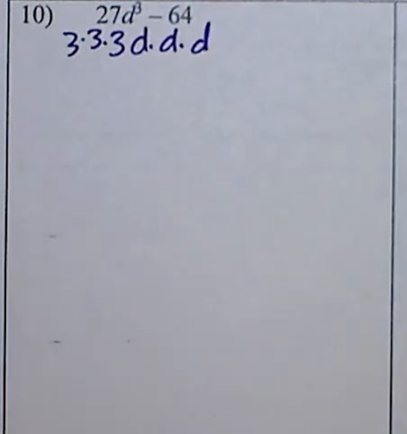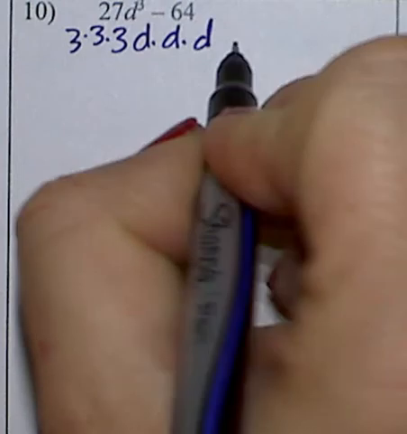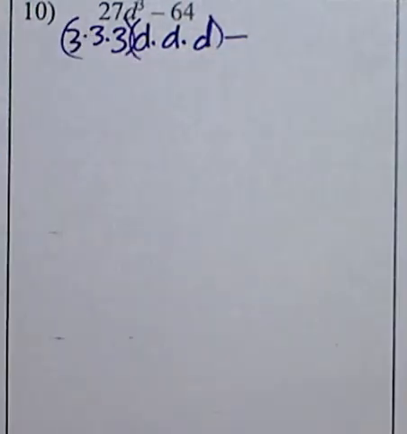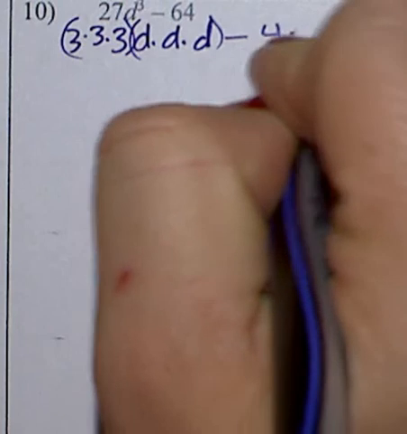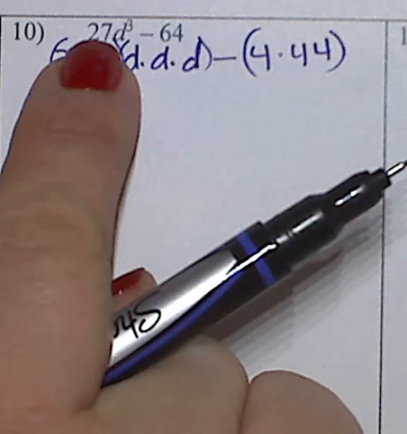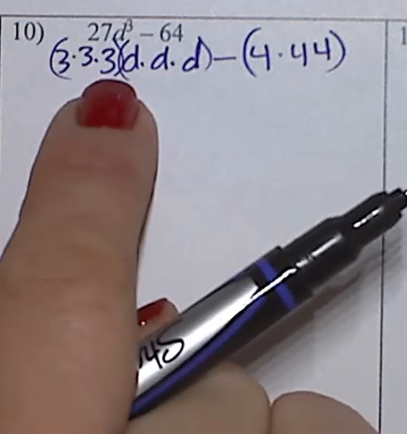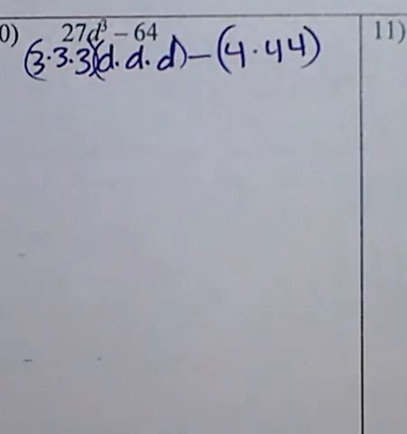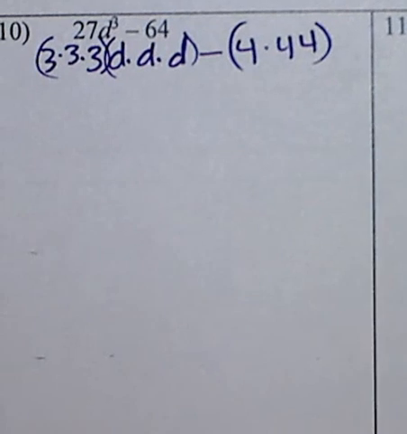Now, can 64 be broken up? I've already done the 3's. What's 4 times 4? 16. What's 16 times 4? I'm waiting for you guys to tell me. What's 16 times 4? It is 64. What I did is I just made sure that I can nicely break up 27 into 3 equal parts being multiplied, d into 3 equal parts being multiplied, and 64 into 3 equal parts being multiplied. If you can't do that, then you can't factor this using this method. It's not factorable, okay? If we couldn't do that.